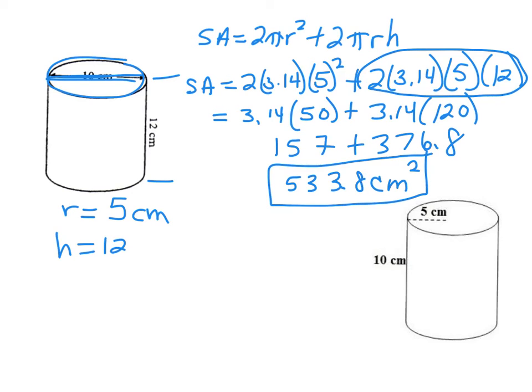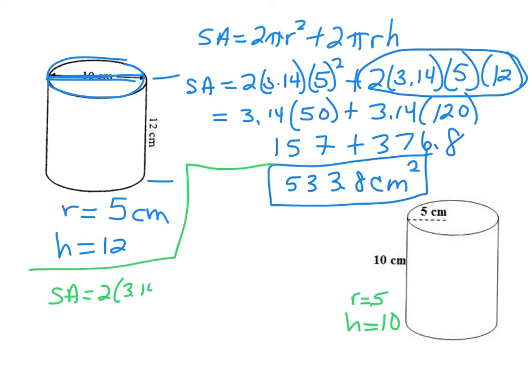All right, final problem. They did actually give us the radius again, like the first problem that we did. So the radius is 5, and our height is 10. So again, I'm just going to plug it in, and it is surface area equals 2 times 3.14 times our radius squared plus 2 times 3.14 times the radius times the height. Okay, and again, I'm just going to type this all in my calculator so that I can just get an answer here.